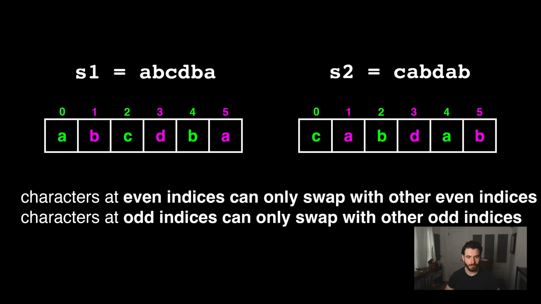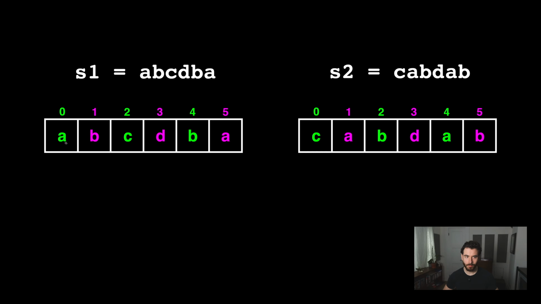So what this means is that all characters in the even positions can be rearranged freely among each other, and all characters at the odd indices can be rearranged freely among each other. So now the problem becomes much simpler. Instead of simulating swaps, we just need to check, do all the characters at even indices in S1 match the characters at even indices in S2, and do all the characters at odd indices in S1 match the characters at odd indices in S2. So let's separate the characters for each string by even and odd indices.